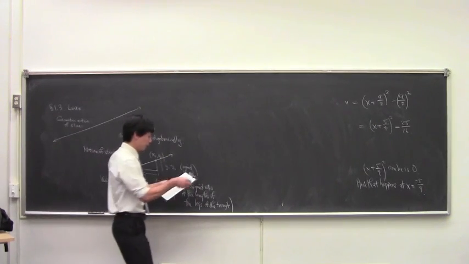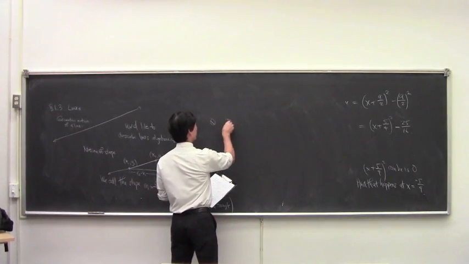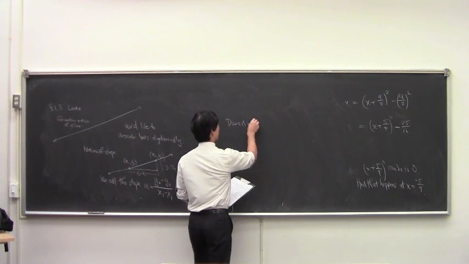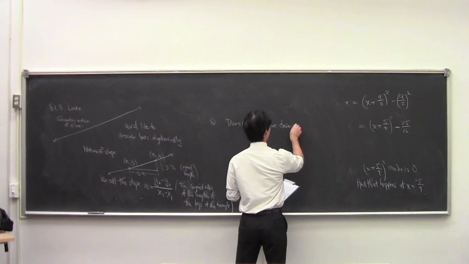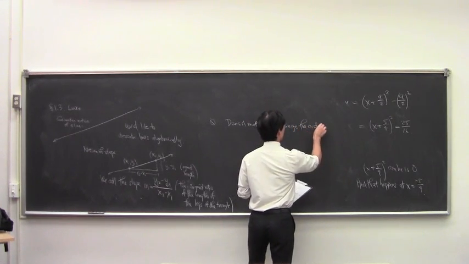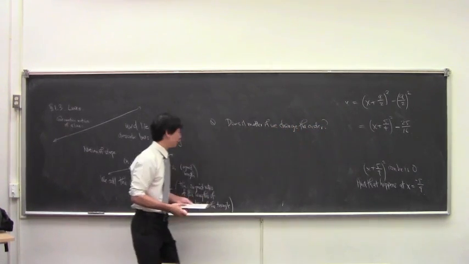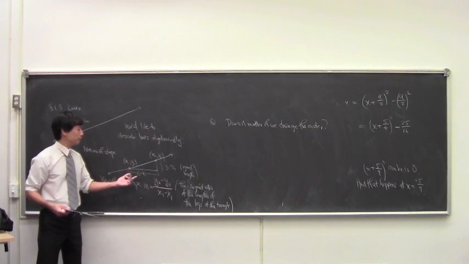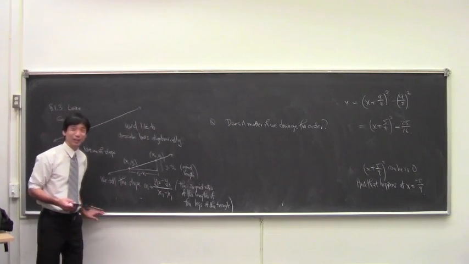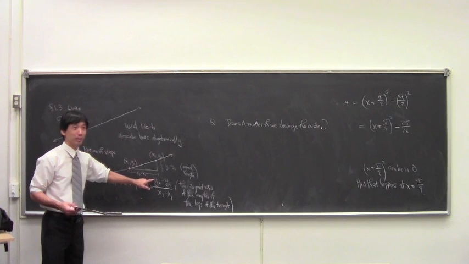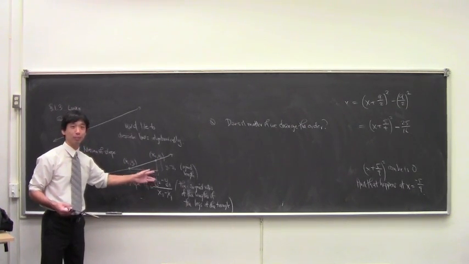So let me ask a question. Does it matter if we change the order? Suppose we take y1 minus y2 over x1 minus x2. Cynthia? No, it doesn't, because we'll just get the same thing. You'll get minus on the top and minus on the bottom.